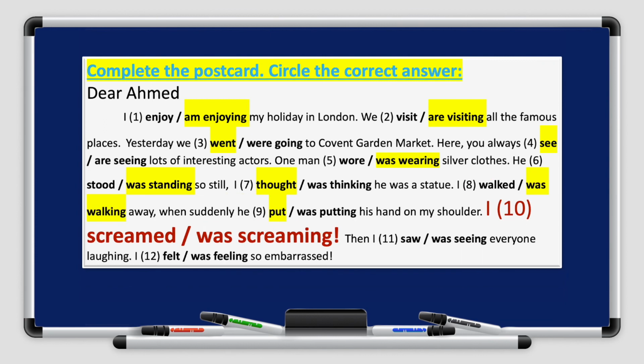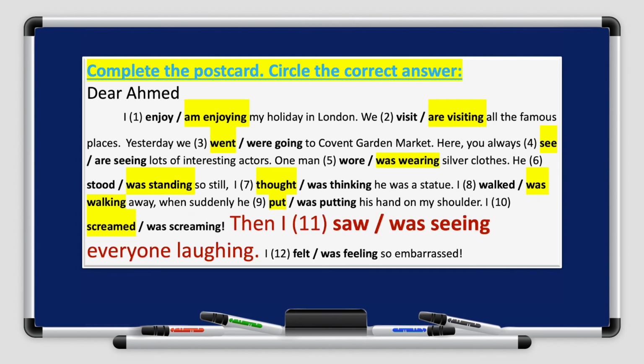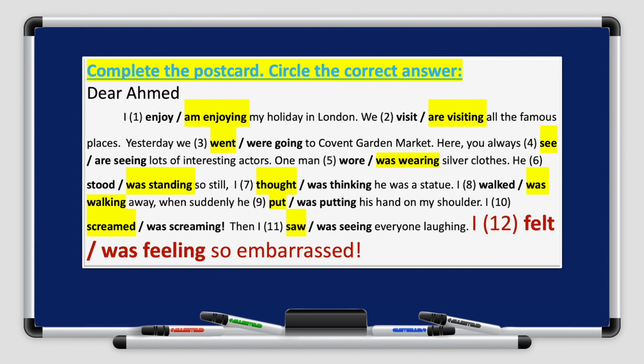I screamed or was screaming. I screamed. Good job. Then I was seeing everyone laughing. Then I saw everyone laughing. Finally, I felt, was feeling so embarrassed. I felt. Good job. So it's a feeling that you felt.